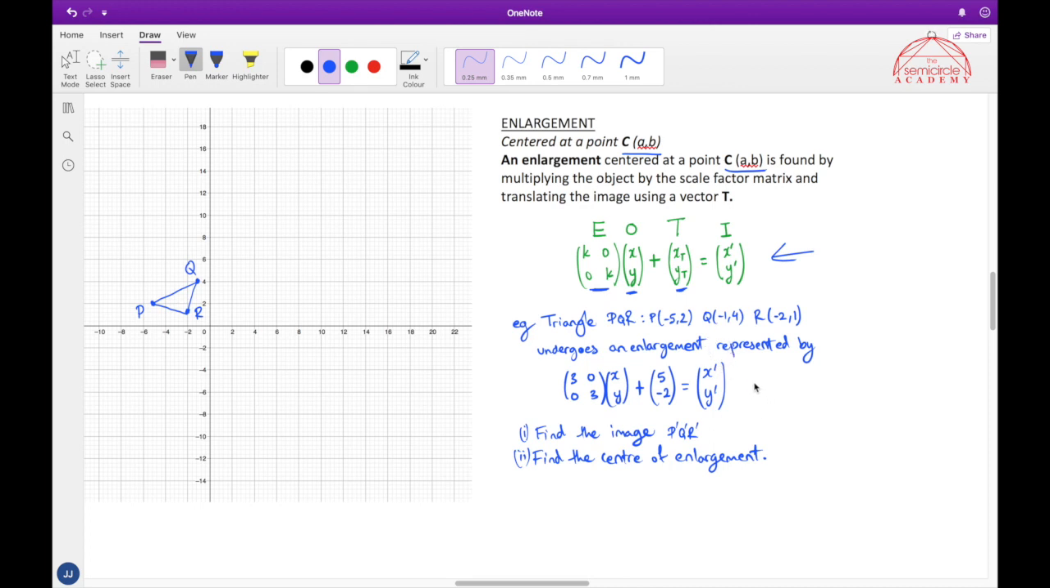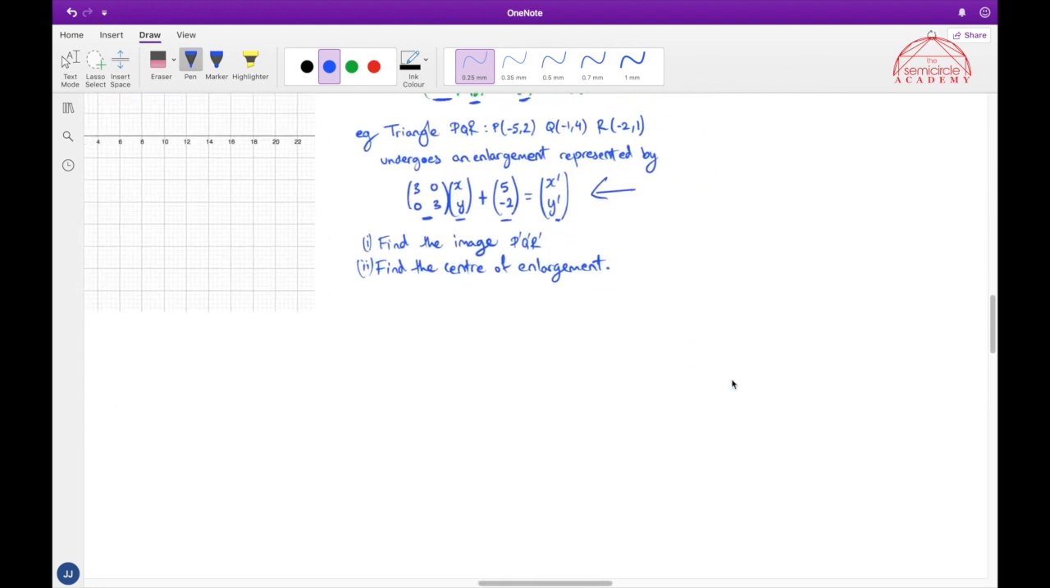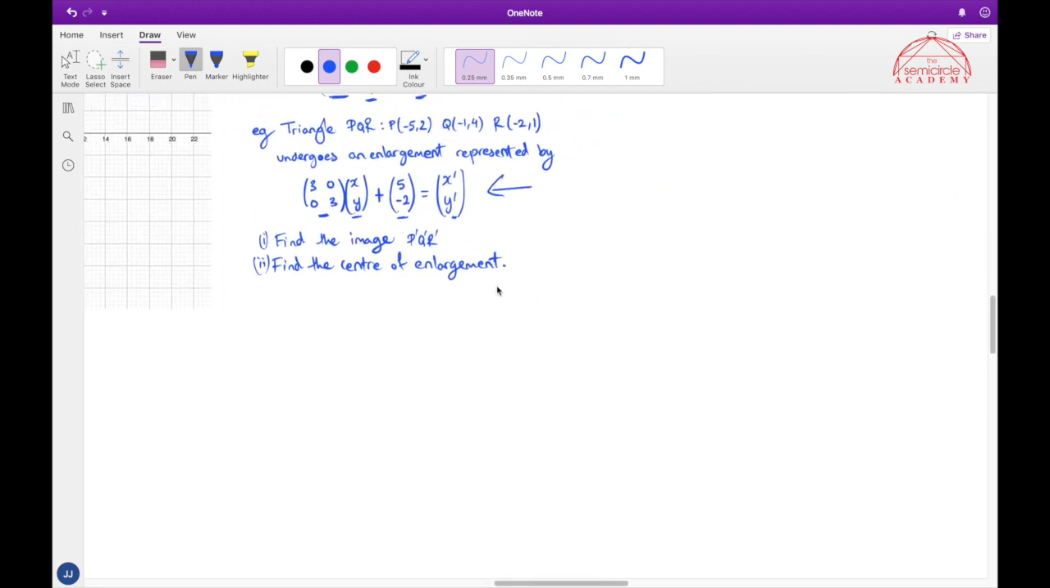So what are they saying here? They're saying here that we have the scale factor enlargement matrix multiplied by the object plus this translation that they gave us. And that will give us our image. So let's see if we could actually do this question here.